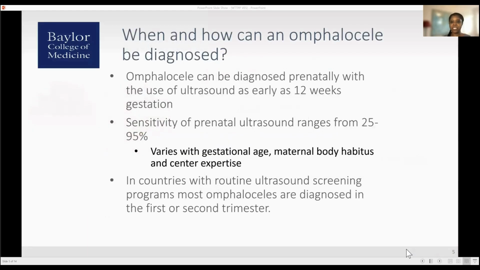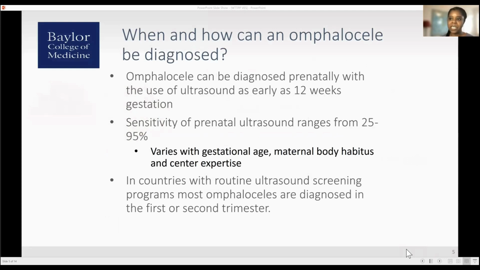An omphalocele can be diagnosed prenatally with the use of ultrasound as early as 12 weeks gestation. However, the sensitivity of prenatal ultrasound does vary from about 25 to 95%, and that depends on gestational age, maternal body habitus, and the expertise of the center performing the ultrasound.